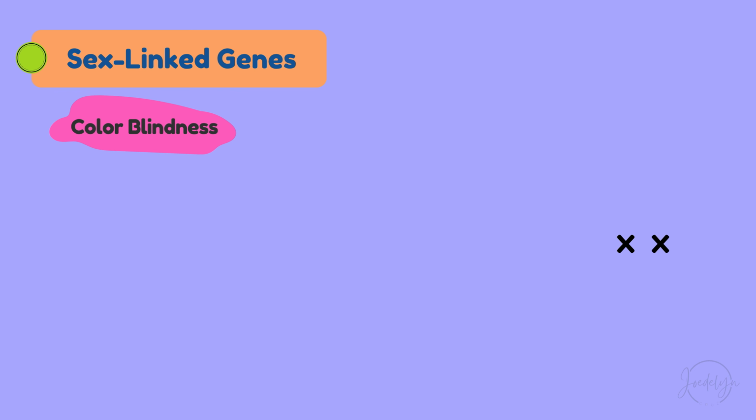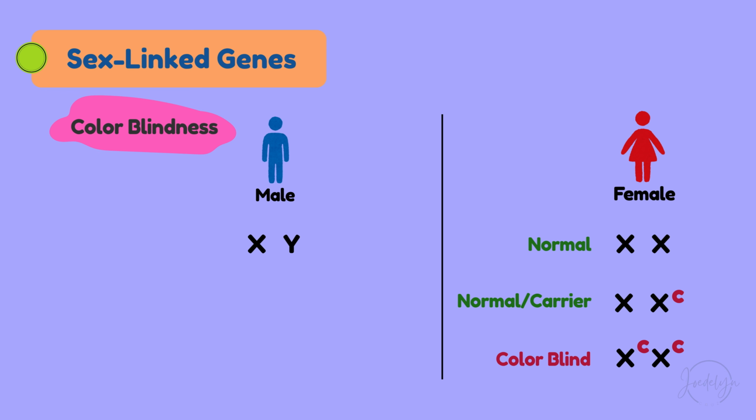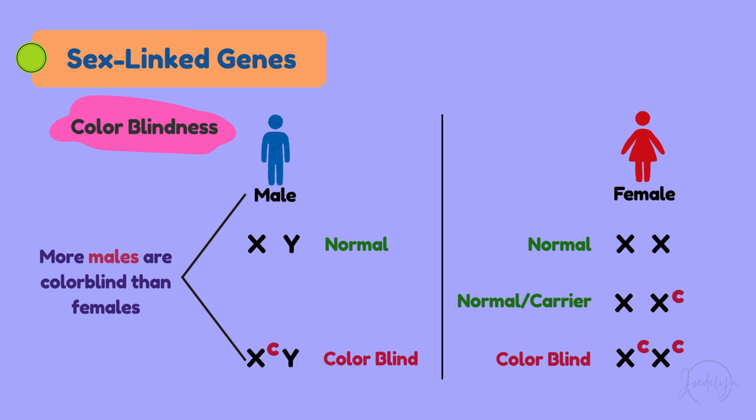To sum up, an XX female has normal vision. An XX female with one colorblind gene will have normal vision but be a carrier of the gene, and an XX female with both colorblind genes will be colorblind. An XY male will have normal vision if his X chromosome does not carry the colorblind gene, but an XY male with a colorblind gene on his X chromosome will be colorblind. That's the reason why more males are colorblind than females.